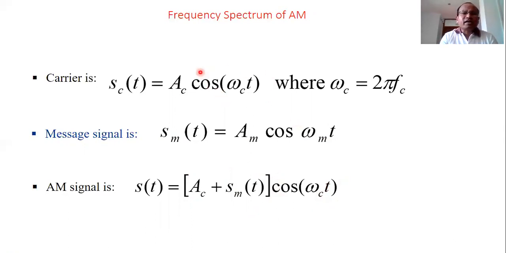And what is the carrier amplitude? Initially it is Ac. Now, cosine omega_c t is multiplied by Ac plus sm(t). Why is it multiplying? In place of the carrier amplitude, which originally is Ac, what is the new carrier amplitude? The modified carrier amplitude is Ac plus sm(t). Please understand. What is Ac plus sm(t)?